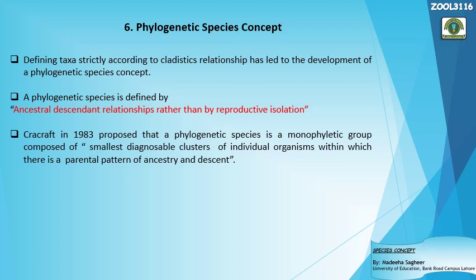Let's read it now. Defining taxa strictly according to cladistic relationship has led to the development of the phylogenetic species concept. Phylogenetic species are defined by the ancestral descendant relationship rather than by reproductive isolation. Cracraft in 1983 proposed that a phylogenetic species is a monophyletic group composed of the smallest diagnosable clusters of individual organisms within which there is a parental pattern of ancestry and descent. You know that a monophyletic group is a group that shows a single ancestor with all its descendants.